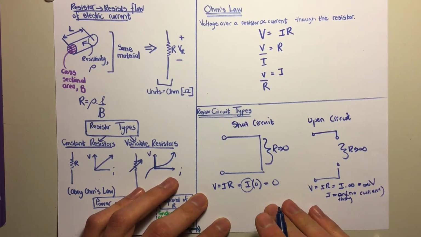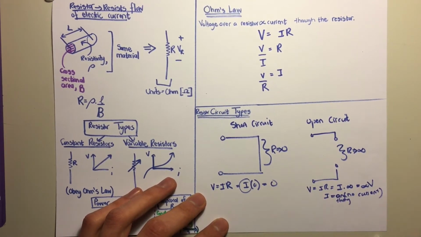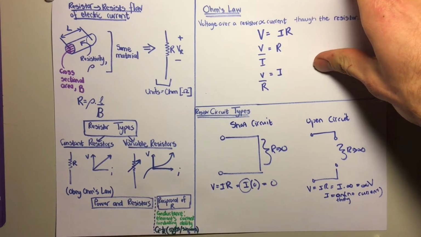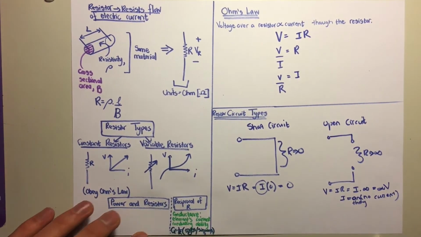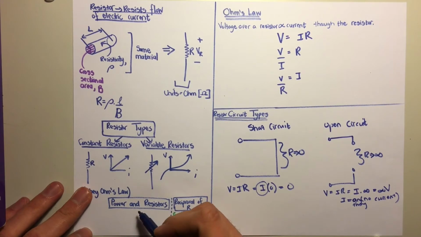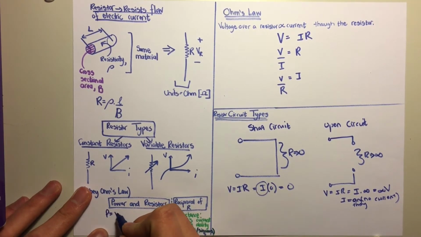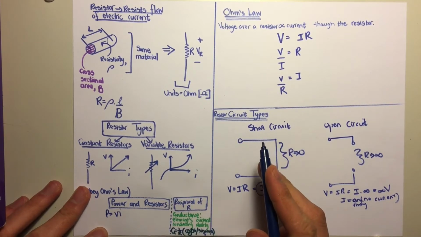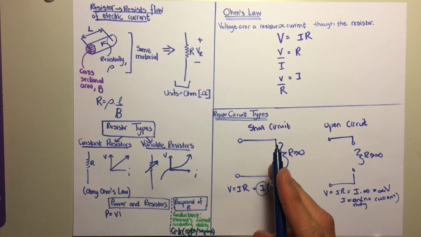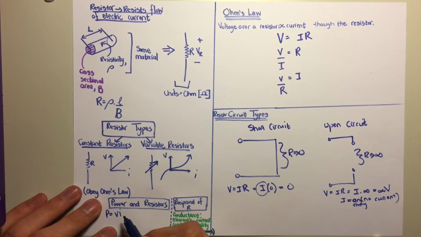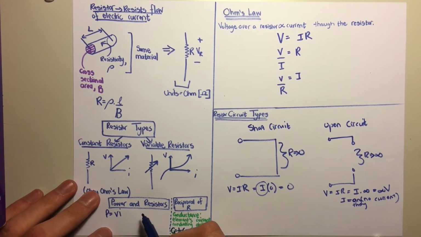So next we look at power in resistors. The reason I left this out was because we first needed to look at Ohm's law in order to do this. So P equals VI, that we know from the previous videos. Power is the voltage times the current.